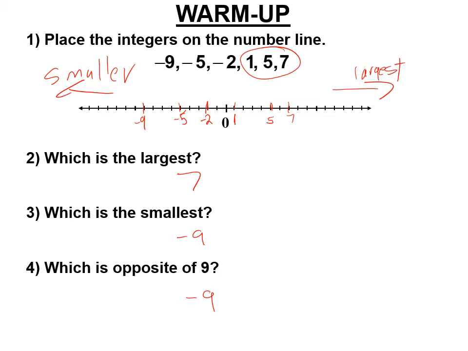And so there's negative 9, and positive 9 is what? Over here. This is positive 9, and they're the same distance from 0. They're both 9 units from 0.